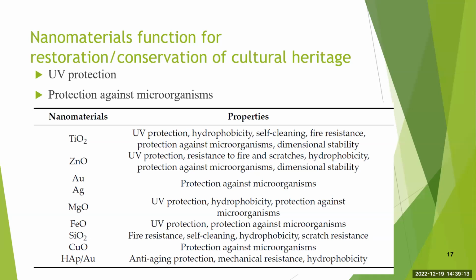Okay, so there are some other nanomaterials that we have, both metallic oxide and metal nanoparticles. You can see that some of them give self-cleaning to a surface, and some of them, for example, give hydrophobicity, but they can also have a UV protection effect against the sun. And we also have protection against microorganisms. It is also one of the important usages of nanoparticles. They make the surface antibacterial, they make the surface antifungal.